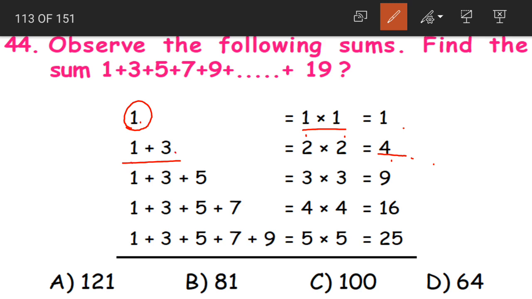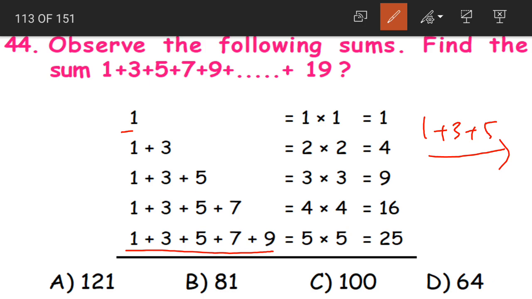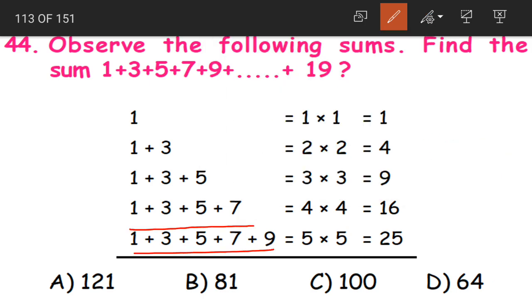Yes. Here we are having two odd numbers. So we have taken 2 into 2, which is also equal to 4. Next, 1 plus 3 plus 5 is equal to 9. Again here we are having 3 odd numbers. So 3 into 3 also becomes 9. Now what are we observing? Now the sum of given odd numbers. Okay, and the odd numbers should be in increasing value starting from 1.